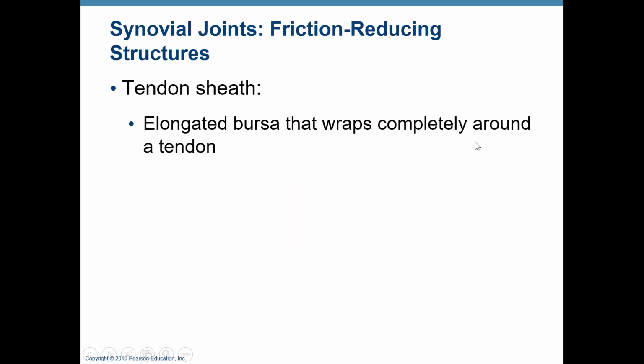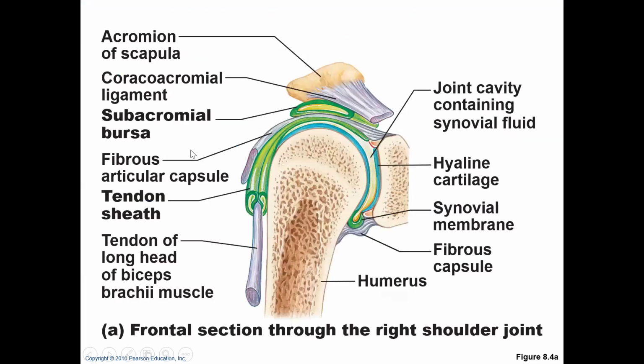Similar to bursar sacs, you have what are called tendon sheaths. They basically wrap around tendons, which are a muscle to bone connection, and prevent friction. So let's have a look here. You've got a tendon here that would connect your biceps to the bones up here. You've got this sheath called the tendon sheath that wraps around it to prevent friction. So they're similar to bursar sacs, but they're wrapped around tendons.